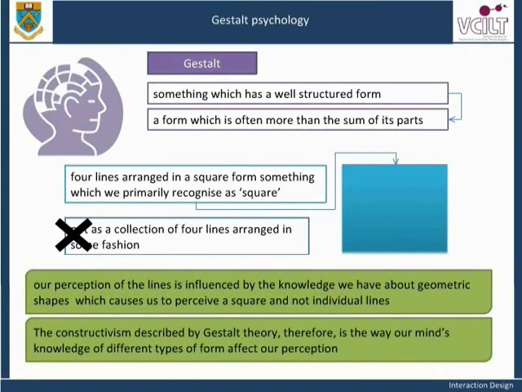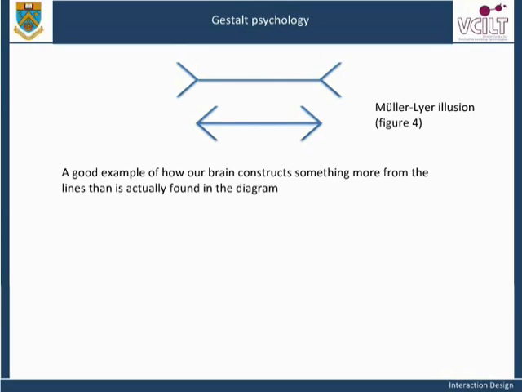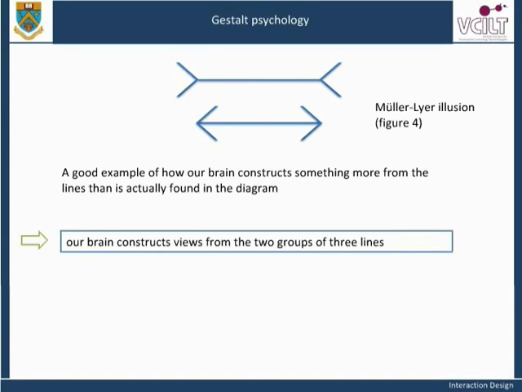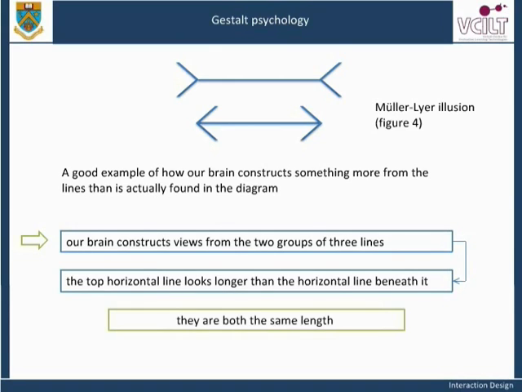The relationship between the lines and the Muller-Lyer illusion, Figure 4, serves as a good example of how our brain constructs something more from the lines than is actually found in the diagram. In this instance, our brain constructs views from the two groups of three lines, such that the top horizontal line looks longer than the horizontal line beneath it. In actual fact, they are both the same length.